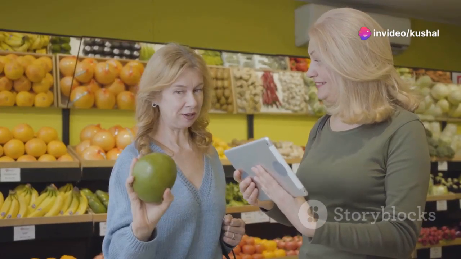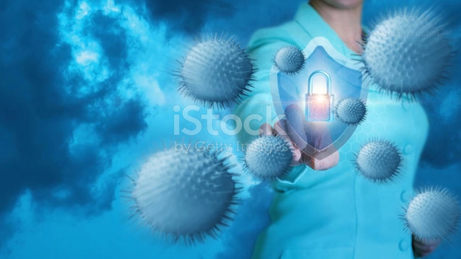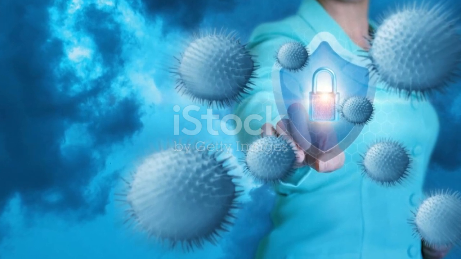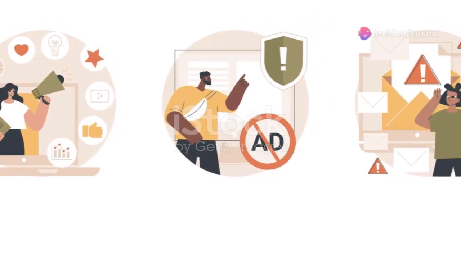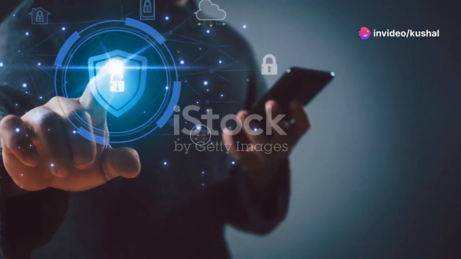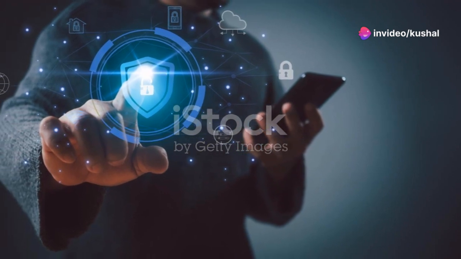Support companies that prioritize privacy. Vote with your wallet and choose to do business with companies that are transparent about their data practices and prioritize the protection of your information. By supporting ethical companies, you're sending a message that privacy matters.